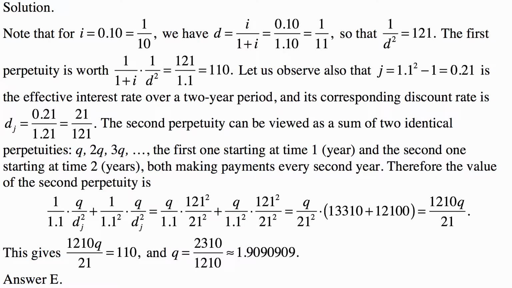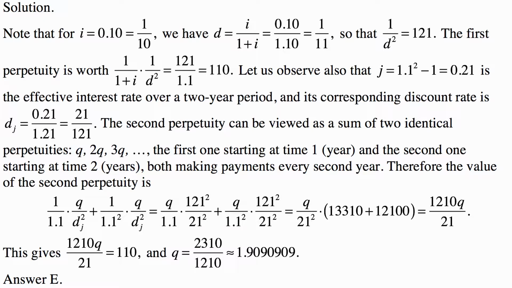And then the next one is the same thing, but starting at time 2, so it's discounted over 2 years, so the expression Q over d_j is multiplied by 1 over 1.1 squared. So this is Q over 1.1 times 121 over 21, plus Q over 1.1 squared times 121 over 21. And then we calculate, and it comes out to be 1,210 Q over 21.